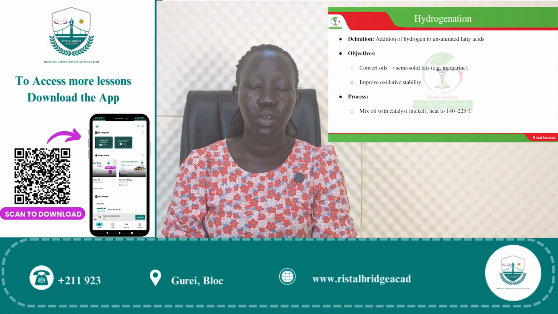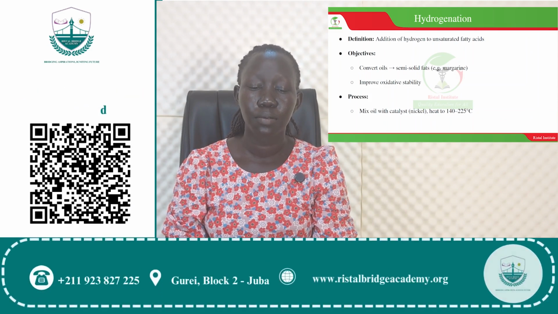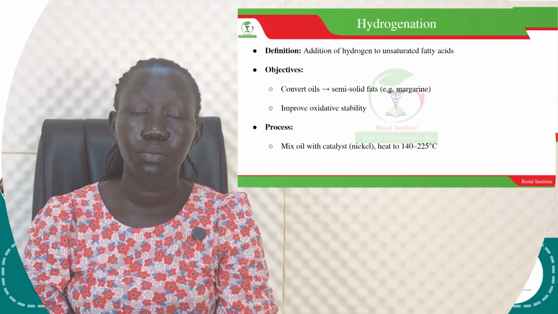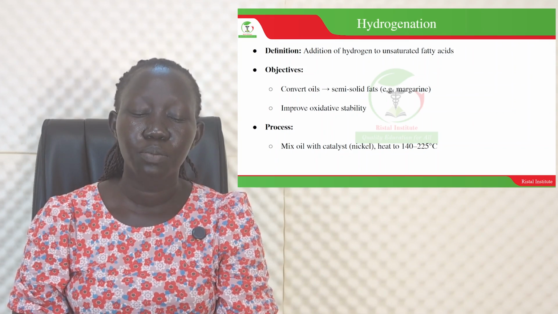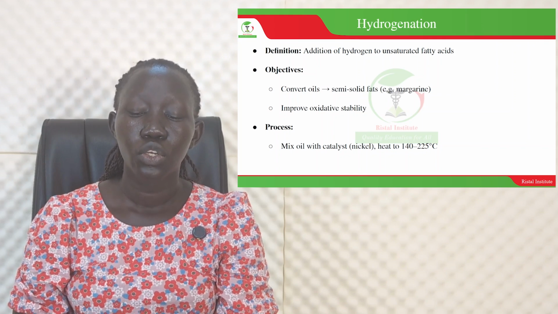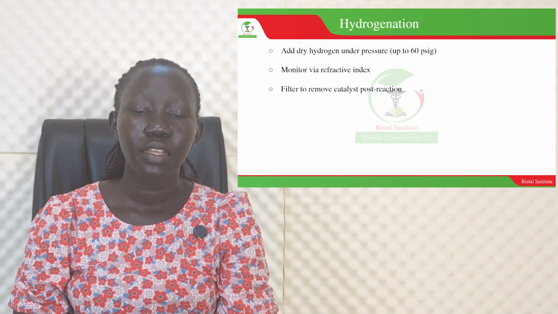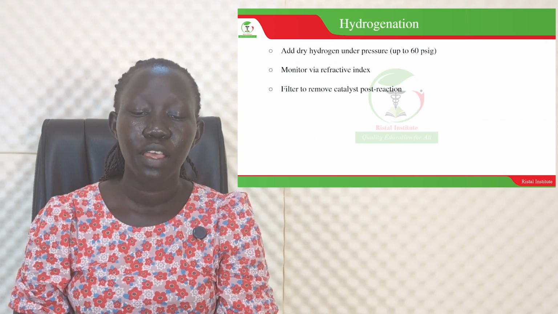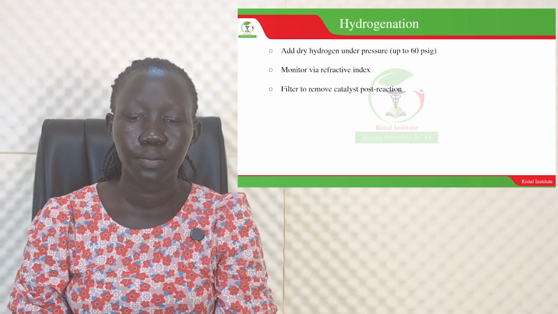Hydrogenation, as we earlier said, refers to addition of hydrogen to unsaturated fatty acids. The objective here is to convert the oils into semi-solid fats such as margarine and improve oxidative stability. The process involves mixing oil with a catalyst, that is nickel, and heating it to a temperature of 140 to 225 degrees Celsius, and then adding hydrogen under pressure up to 60, then monitoring via refractive index, and finally filtering to remove the catalyst after the reaction.